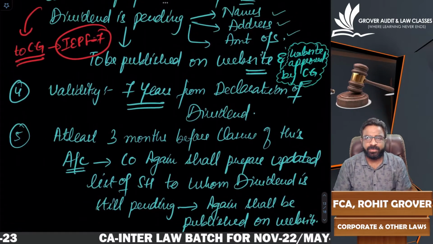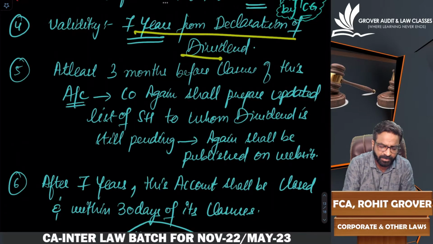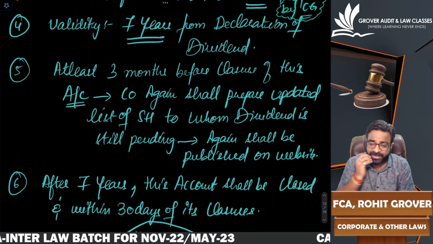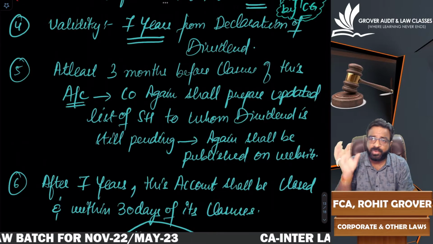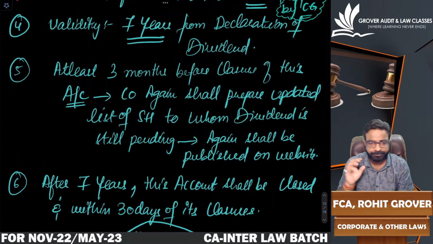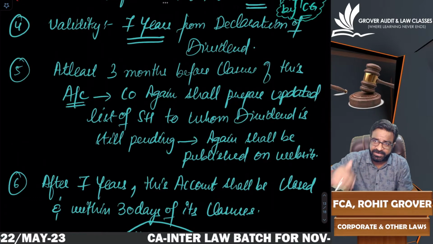Now, what is the next point? Next point we already know. What is the validity of this unpaid and unclaimed dividend account? 7 years from the declaration of dividend. Now suppose 6 years and 9 months are over. Tell me, how many years am I saying? 6 years and 9 months. Now, can I say that 3 months before the closure of this account?